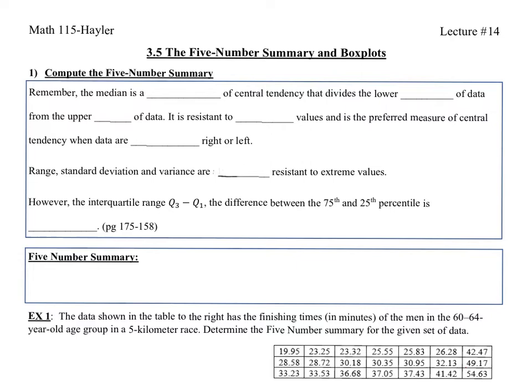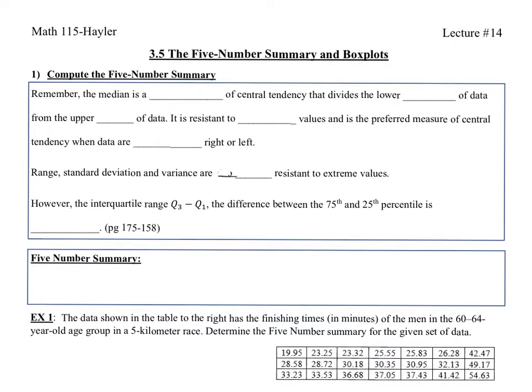Alright, so one thing to remember is that the median is a measure of central tendency that divides the lower 50% of data from the upper 50% of data. So remember, just think about the bell curve. If we have the median, it's splitting it right in half. So you have 50% of the data and then 50% of the data.